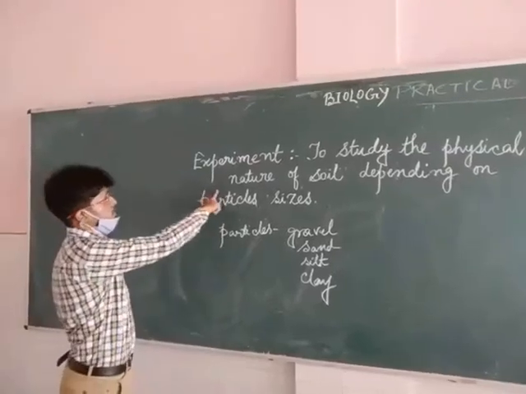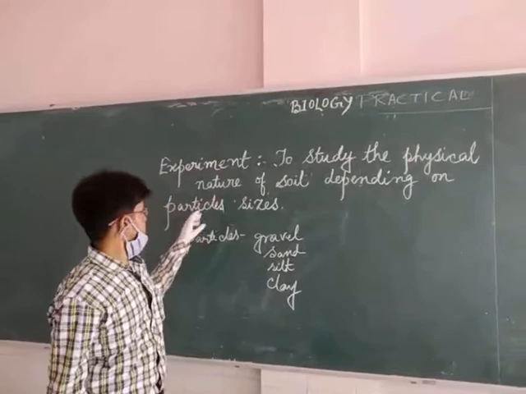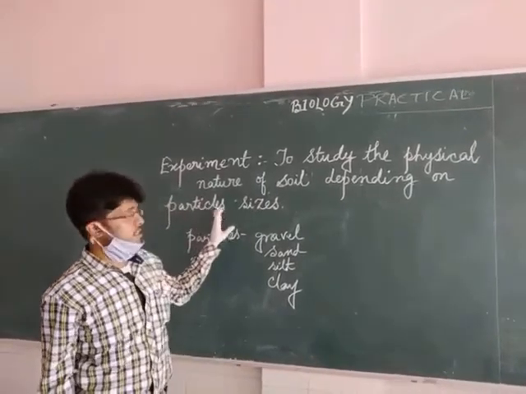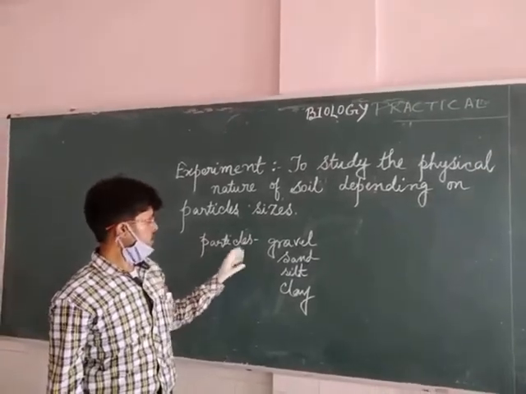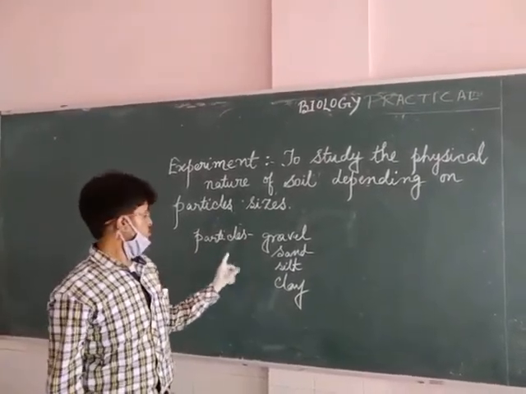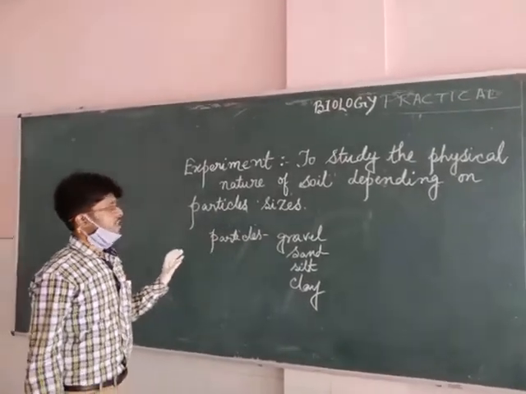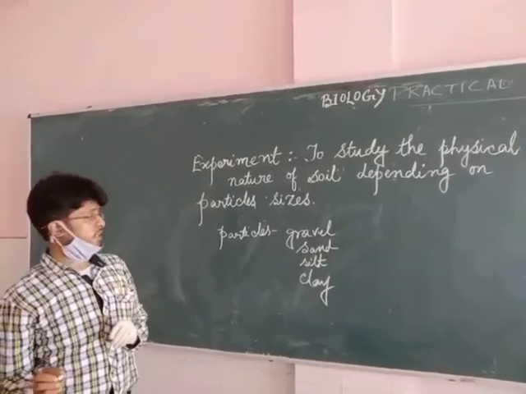Our today's experiment is about studying the physical nature of the soil depending on the particle sizes. As we know, soil is a mixture of different particles. Suppose it has some gravel, sand, silt, clay, humus. It means that the sizes or the types of particles are not the same in each and every type of soil.